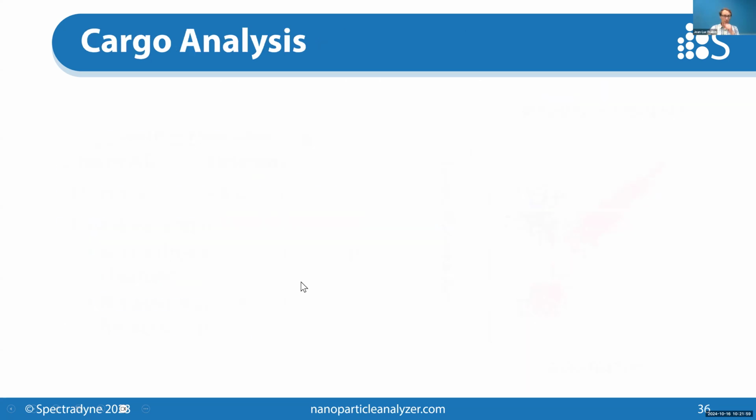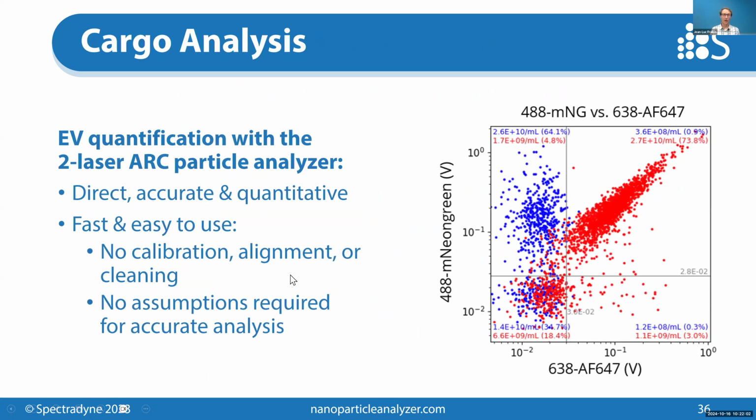Okay, so hopefully this example has shown you how we can use the two laser system to quantify cargo on EVs. In this experiment, we could have done it with a PE labeled antibody, for example, but then the mNeonGreen and the PE will overlap a little bit, and it's more complicated to separate the fluorescence from the two fluorochromes. So what the two laser system allows here is to get better separation between the two different fluorochromes by using these red dyes that excite at a longer wavelength.